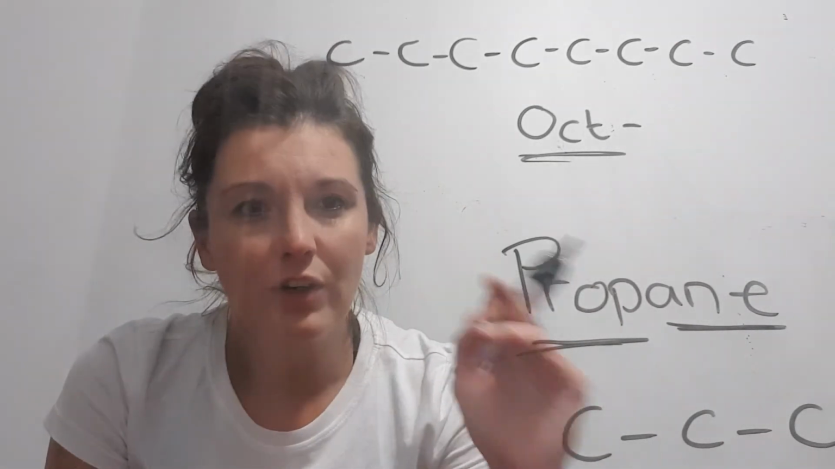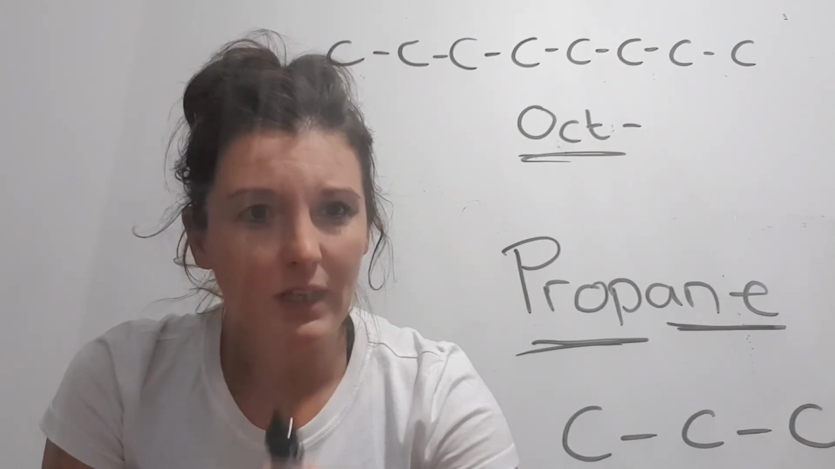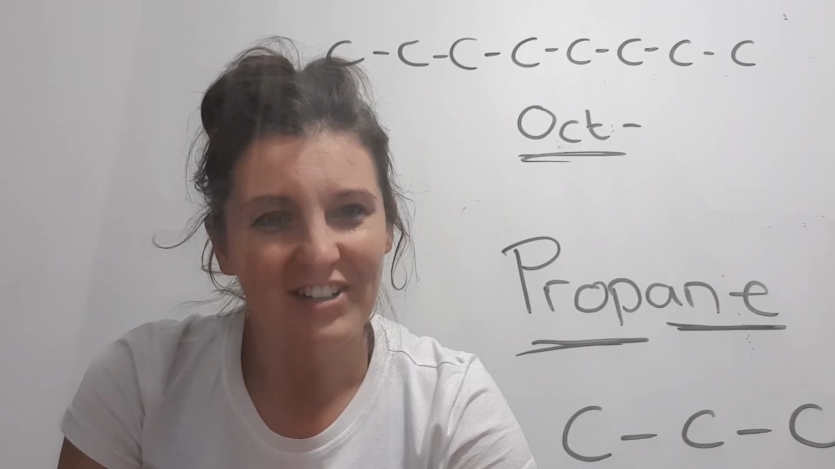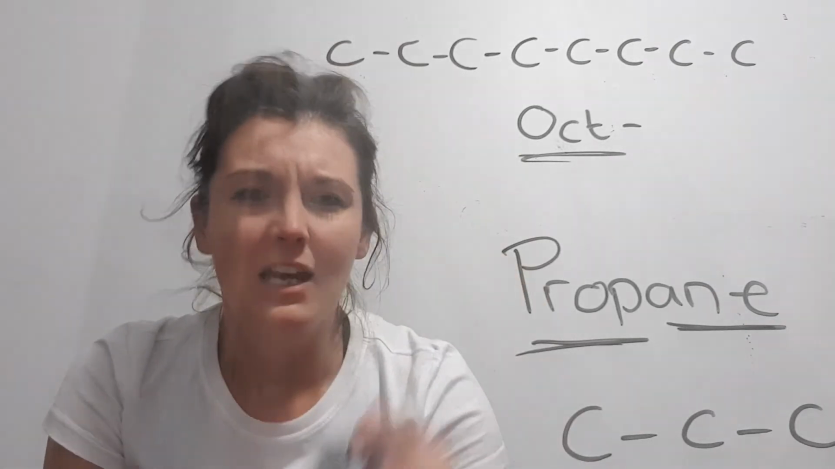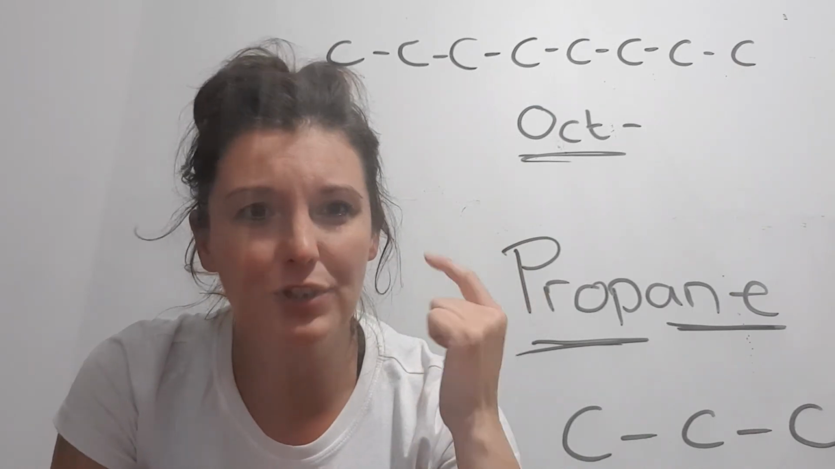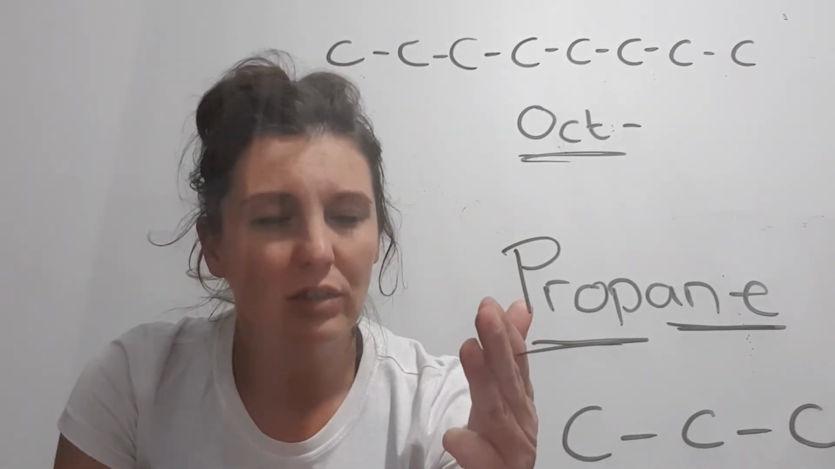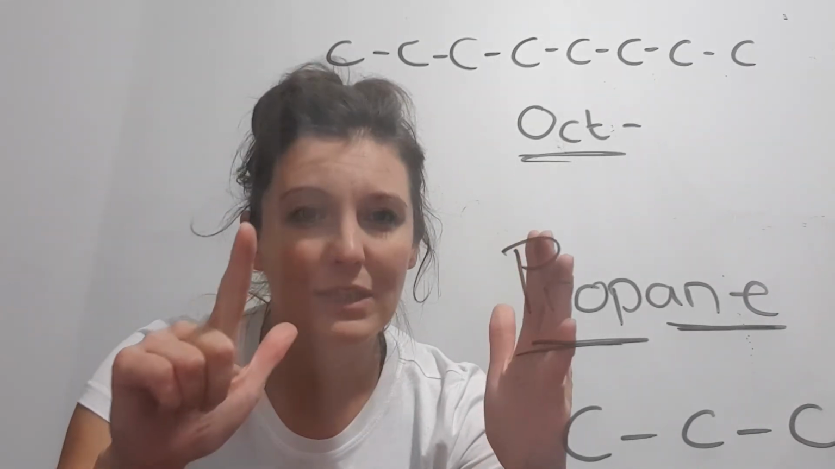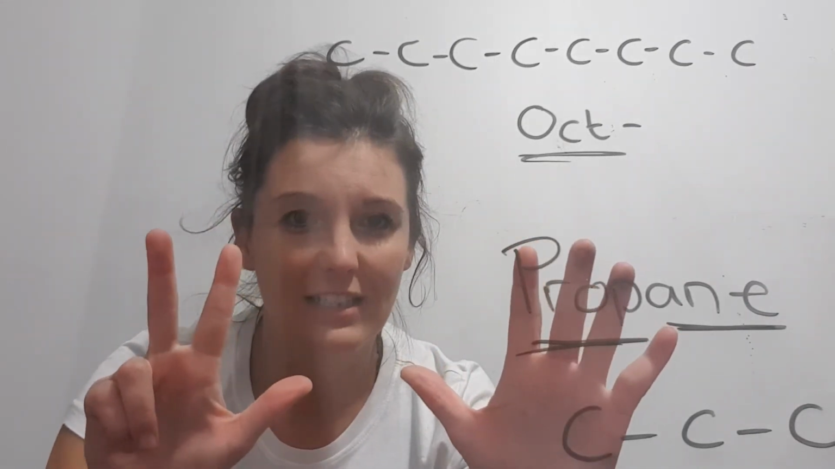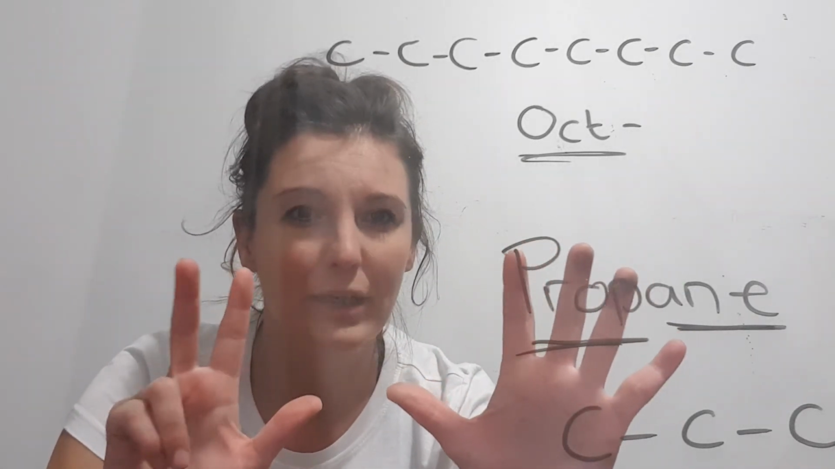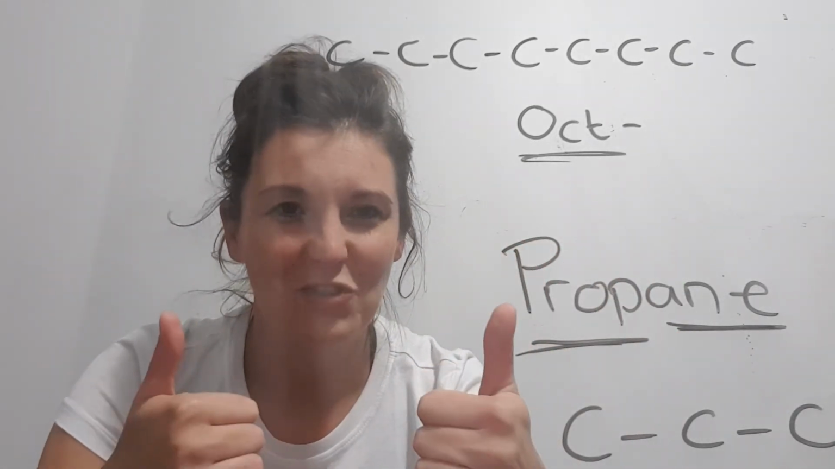I'll set the work for you under the video, and then you can do that, and then I'll send you another video tomorrow. So hopefully that makes sense. All you need to know is meth is 1, eth is 2, pro 3, bute 4, pent is 5, hex is 6, hept is 7, and oct is 8. If you know those 8 names or prefixes to families, you are just about there.